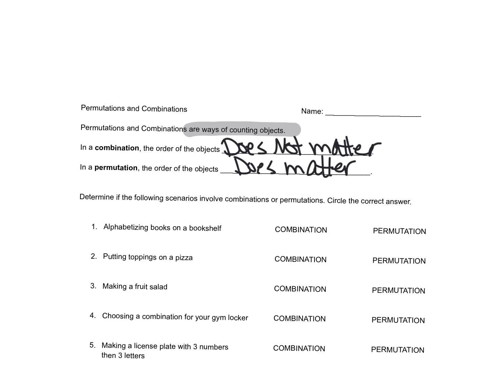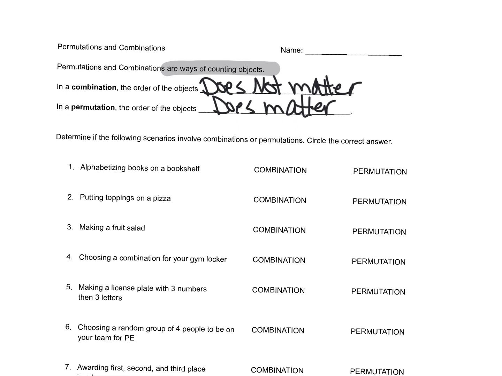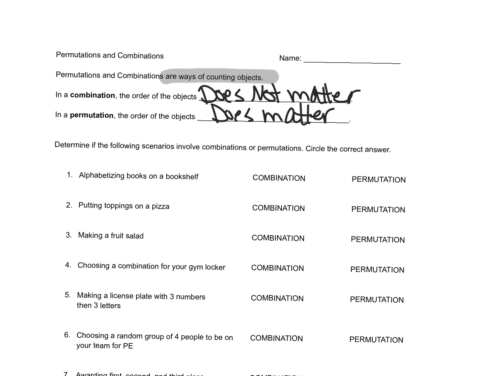So the first thing that we are going to do is just look at some examples, and we're not going to calculate how many things there are or anything like that. We're just going to decide, is that an example of a combination or a permutation? So we have alphabetizing books on a bookshelf. Think about that for just a second. Does the order matter if you are alphabetizing? Well, alphabetizing by definition is ordering, right? Which means that would be a permutation.